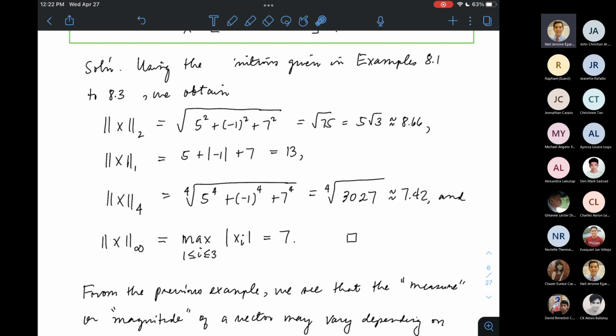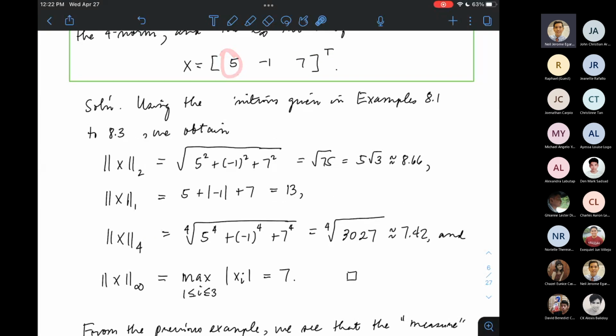Okay? So doing that for the vector that we have, we'll get the fourth root of 3000. And then finally, we compute the L infinity norm of the vector x. The L infinity norm is just the maximum absolute value among the entries. So here, this will have absolute value 5, absolute value 1, absolute value 7. The biggest is 7. So that's our L infinity norm. Okay? So ito yung mga usual ways ng pagko-compute natin gaano kalaki ang isang vector.